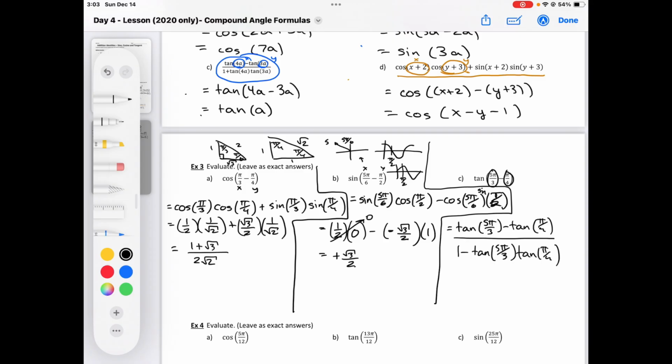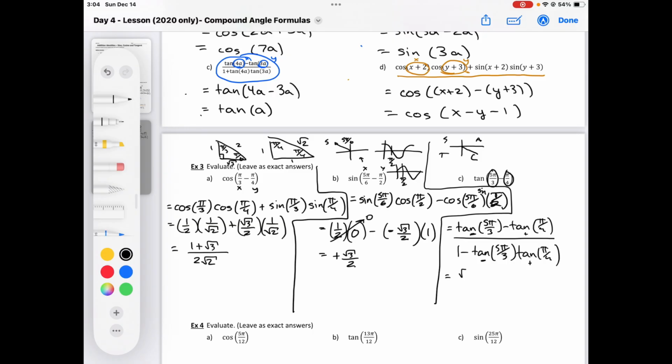So tan is positive only in the third quadrant. 5 pi over 3 happens to be in the fourth quadrant. So that means these two ratios are both going to have negative values. Tan of pi over 4, that's in the first quadrant. So those ones are going to be positive.